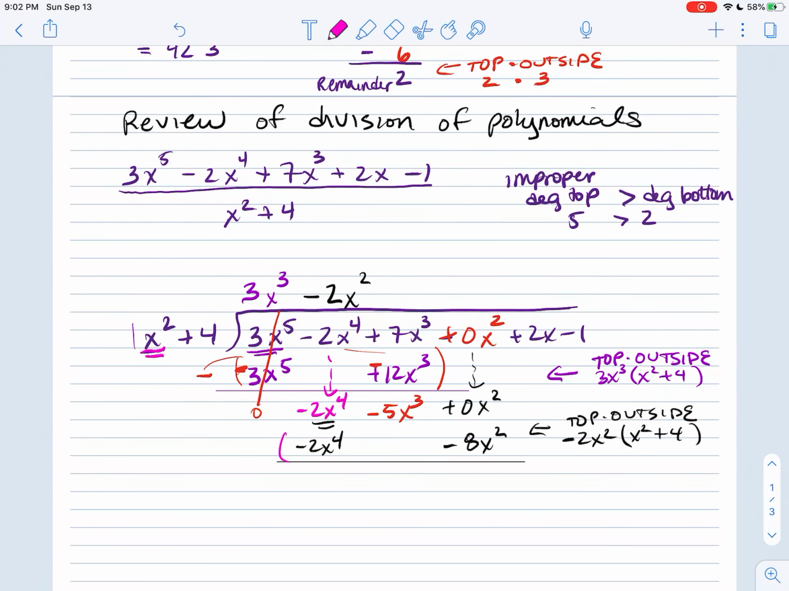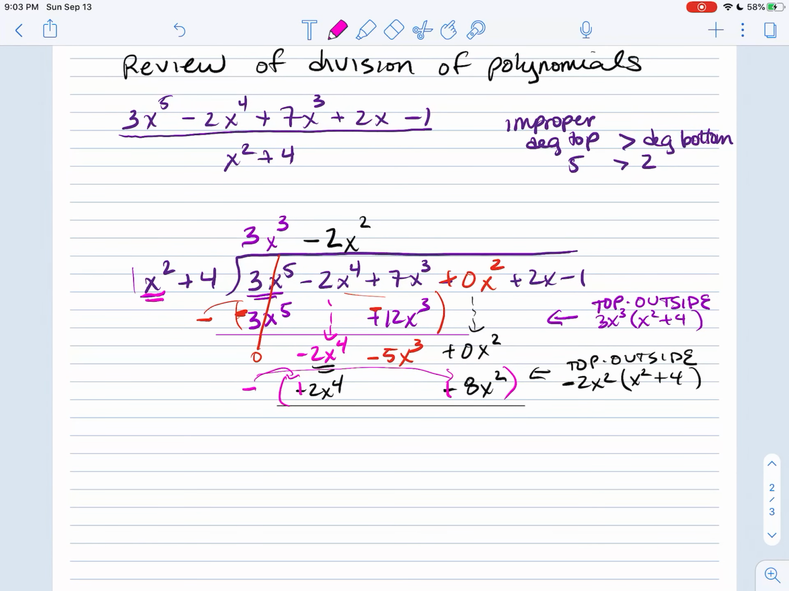Again, what's my next step? I want to subtract, and to subtract the entire polynomial, I clear my parentheses by distributing the minus, and so this minus turns the negative 2 into a plus, and it turns the minus 8x squared into a plus, and now I can collect my like terms. Negative 2x to the fourth plus 2x to the fourth is 0. I can drop down my minus 5x cubed, and 0 plus 8x squared is plus 8x squared. And now I can begin again.